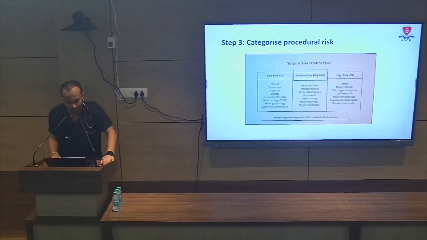Now, categorizing the surgical procedure risk, because they also have tendency of increasing the hemodynamic shifts and the risk of blood loss. For example, low risk surgeries having the chance of less than 1%, like breast surgeries, endoscopic surgeries, and cataract or dental surgeries. Intermediate risk, which is our case, abdominoperitoneal resection, head and neck, intraperitoneal and minor intrathoracic surgeries carry the risk of 1 to 5%, and high risk surgeries more than 5%, which include the major transplant surgeries and major vascular surgeries.